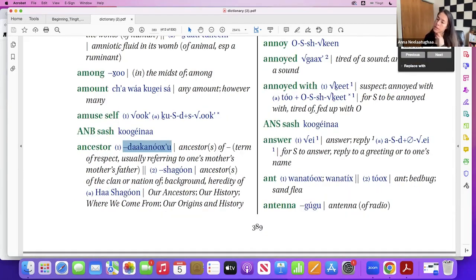Ancestor. Okay, this one says ancestor of person. Term of respect, usually referring to one's mother's father, like y'all said. So my ancestor would be Akhdakanuku. See where else it shows up.